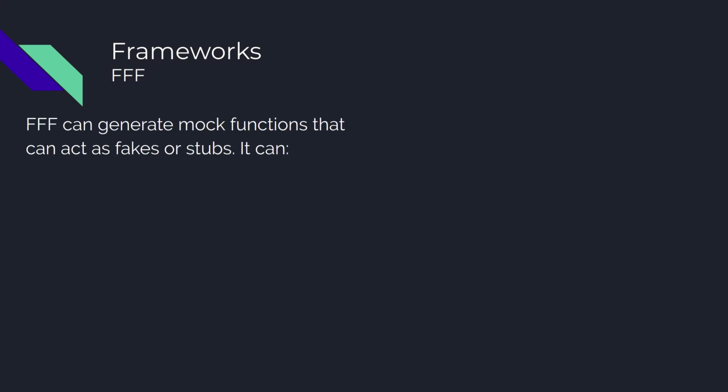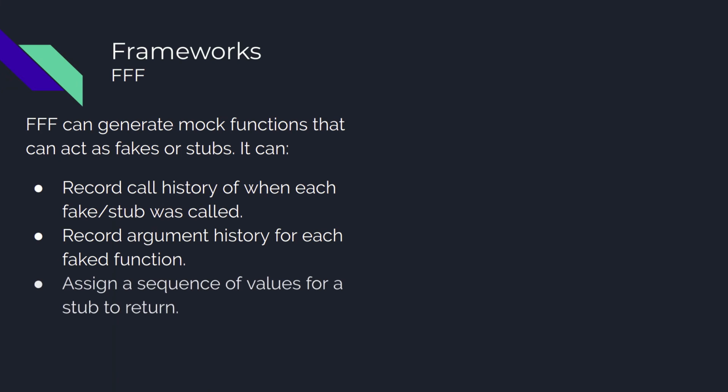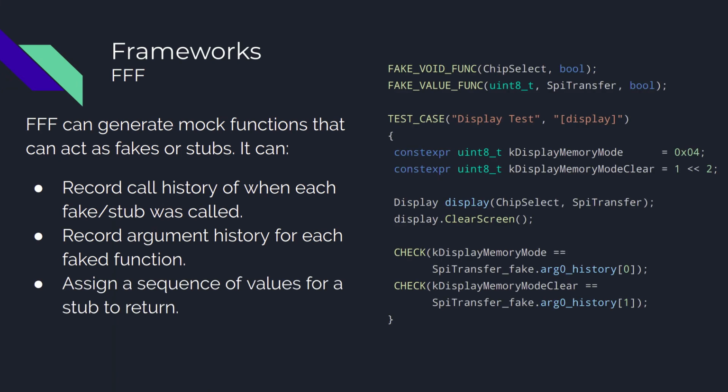FFF can generate mock functions that can act as fakes or stubs. You can record call history of when each fake or stub was called, record argument history for each fake function, and assign a sequence of values for a stub to return. Similar to Fakeit, except this one's specifically for functions.